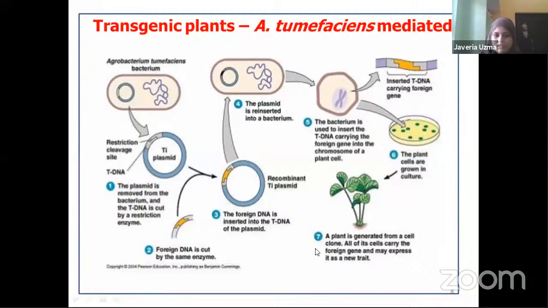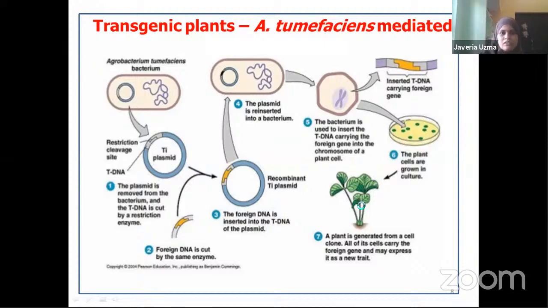So this is a very complicated mechanism. Because we are discussing applications, I'm not going into detail. In general, this bacteria gets inserted into the plant cell, and now when you grow this plant, it will show you the desired trait or desired character. This is the agrobacterium tumefaciens mediated transgenics.